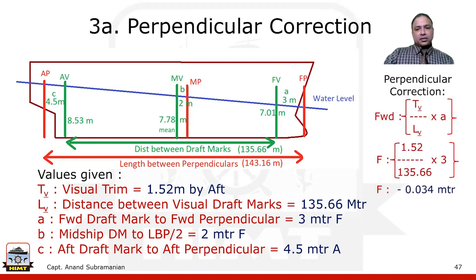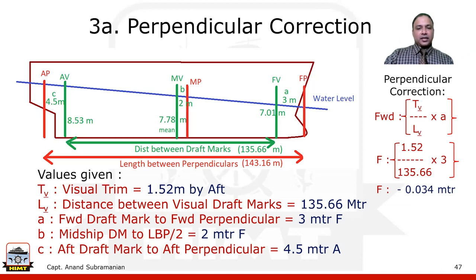So when you do the calculation using this formula, TV by LB multiplied by A. TV by LB, remember, is a factor which will always be used for all the other corrections also. So what I suggest is note down this value and use the same value for your future calculations. So this multiplied by 3, and the answer we get is 0.034.